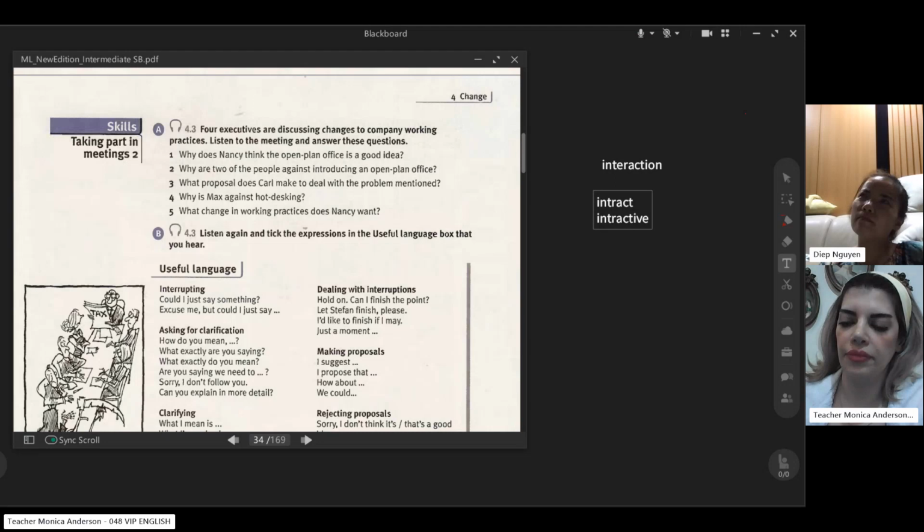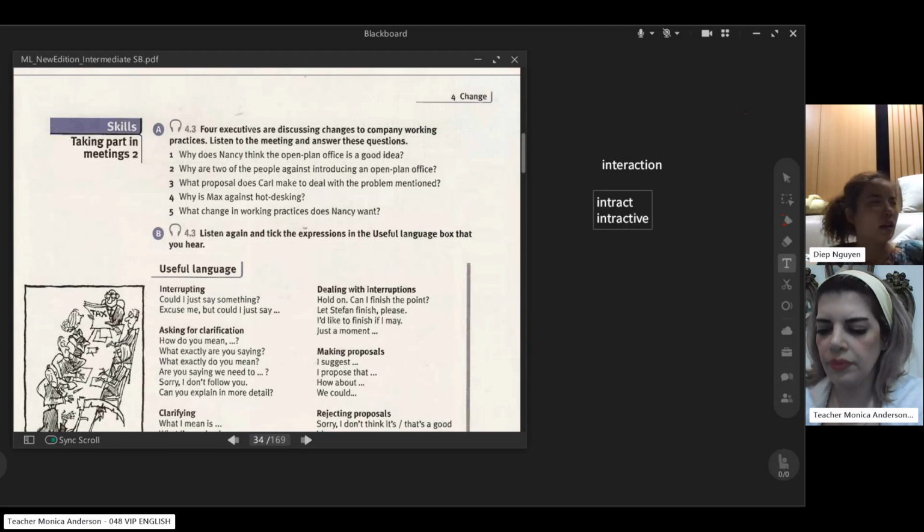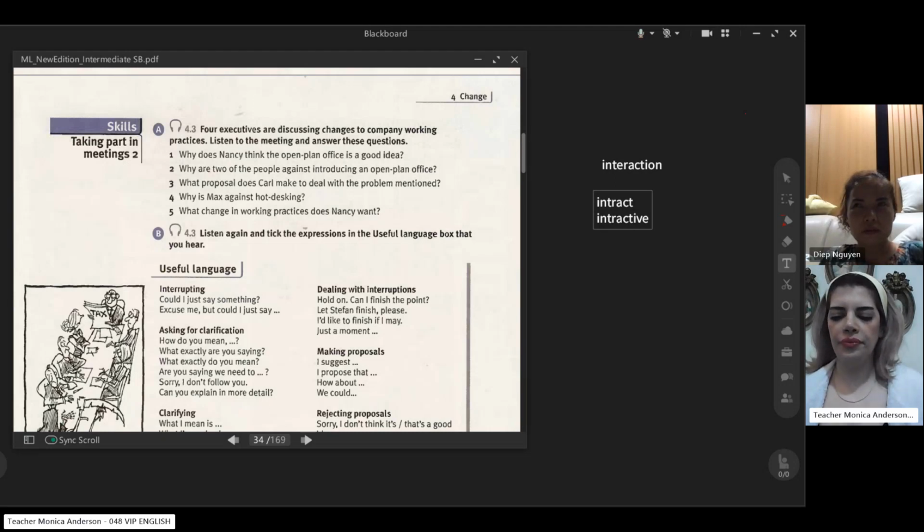And number four, why is Max against hot desking? I forgot, but I try to remember. The man said because hot desking is not good for, I don't remember, like for team.